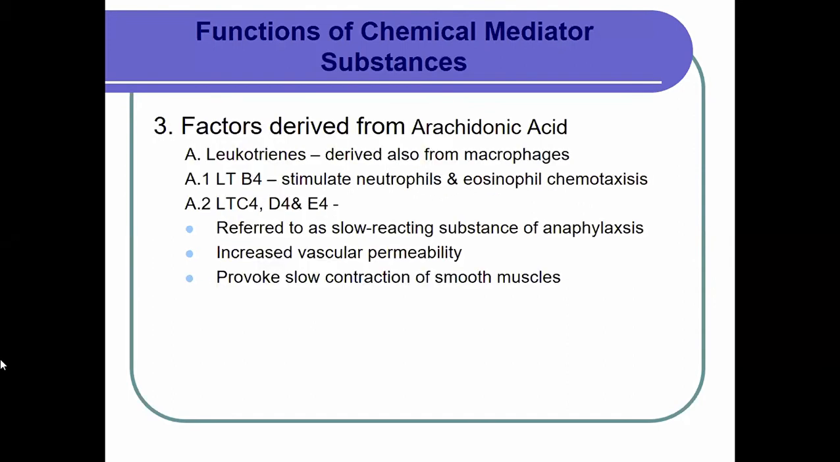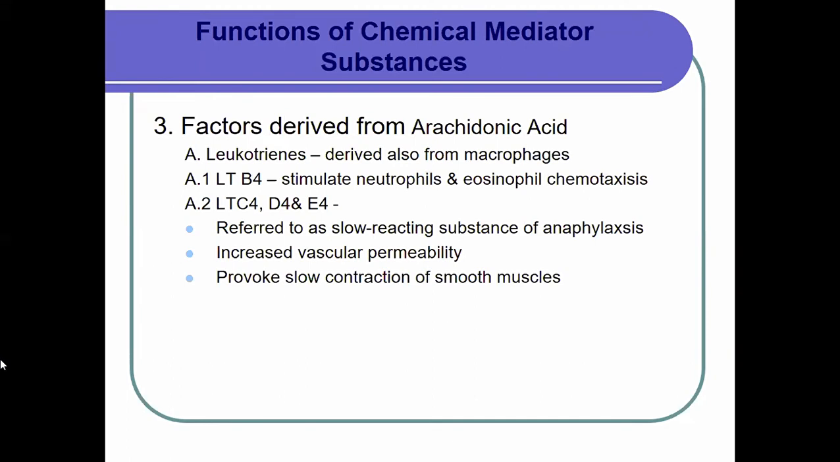Then factors derived from the arachidonic acid pathway. So what are these factors? We have the leukotrienes. So we have leukotriene B4, causing stimulation of your neutrophils and eosinophil chemotaxis. So recruiting the cells to the area wherein there is the antigen.